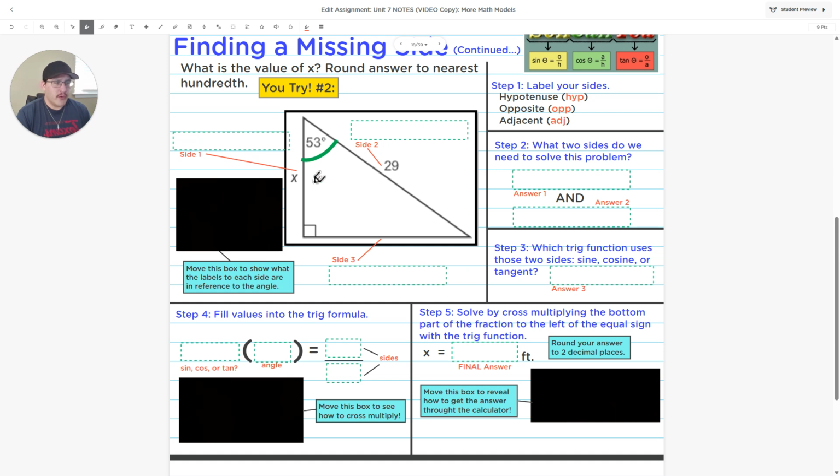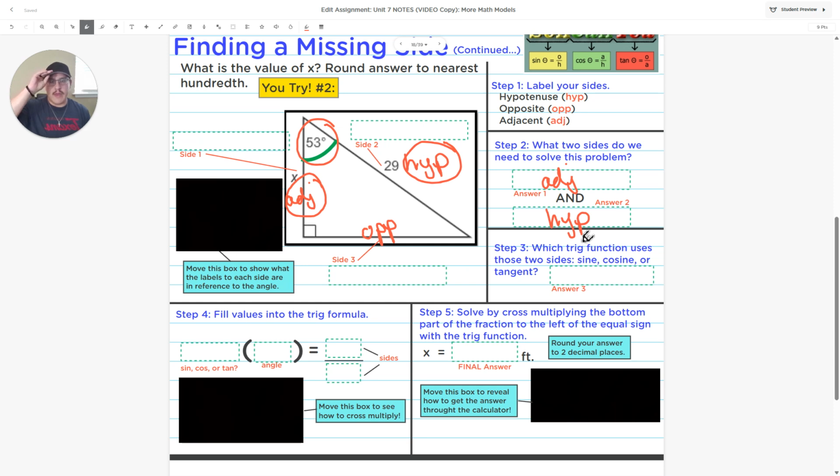So, 53 degrees is my reference angle. The side next to it is the adjacent. This side over here is the opposite, and this one over here is the hypotenuse. So, the value of x is my adjacent. So adjacent is important. And the 29 is the hypotenuse. And again, adjacent and hypotenuse are the important sides here.